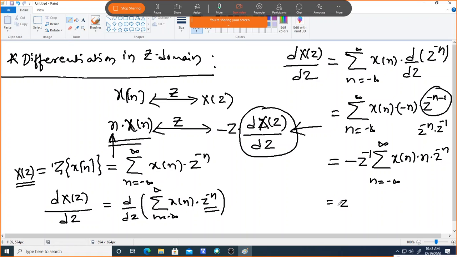So now you can carefully observe here. This complete expression we can write as the z transform of n into x of n. Can we write like that? Because n into x of n is there in the place of x of n. Treat this n into x of n as x of n, so x of n into z power minus n, and this summation we can write as the z transform of n into x of n. So now what will we get?